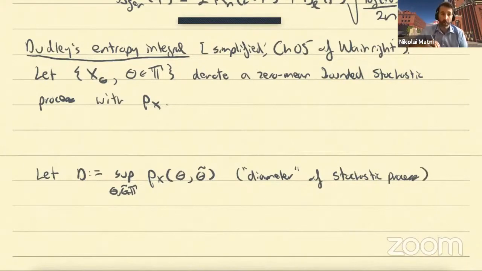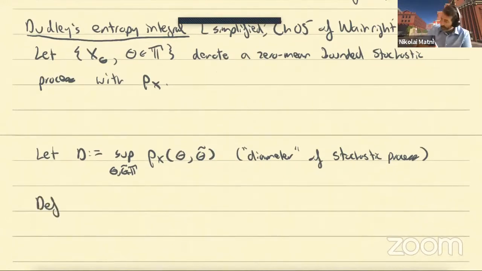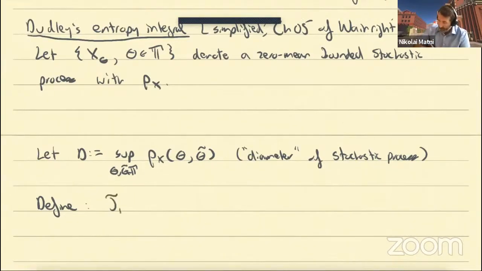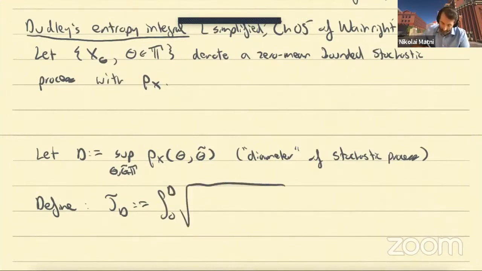Because this is as far away as two elements of this process can be from each other. Now I'm going to define a seemingly esoteric definition that's really going to come out of nowhere, but it has some implications that we'll be able to use. I'm going to define the truncated entropy integral, denoted by J sub d, as the integral from 0 to d of the square root of the log of the covering number of the stochastic process under the metric rho x. And I'm going to integrate the argument u from 0 to infinity.